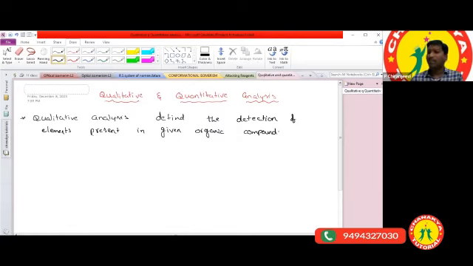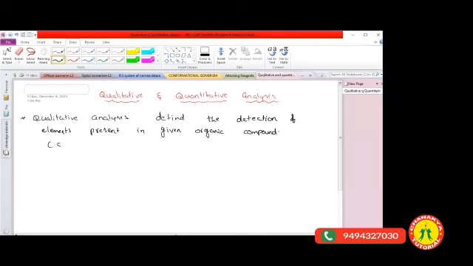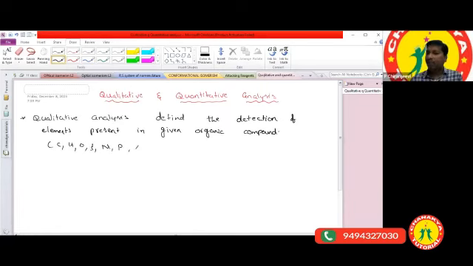Actually, which elements are present in a given organic compound? Any one of you, Aditi or Tanish? What are the elements present in a given organic compound? An organic compound contains first carbon, then hydrogen, oxygen, sulfur, halogens, nitrogen, and phosphorus. Very good, Aditi.